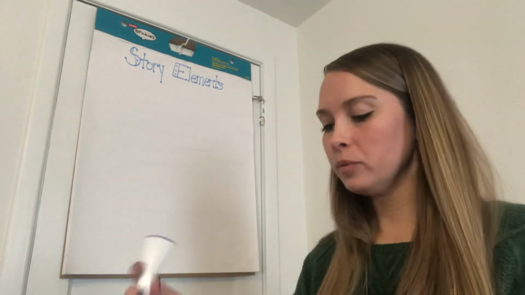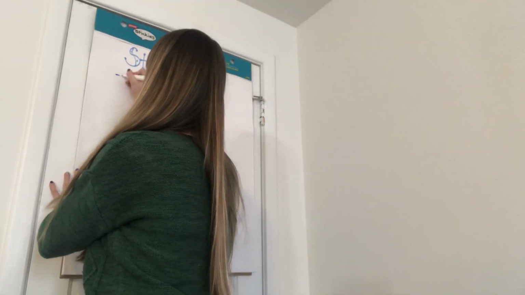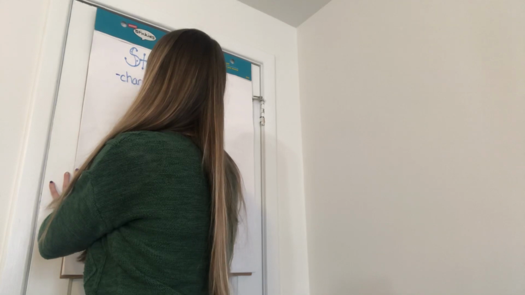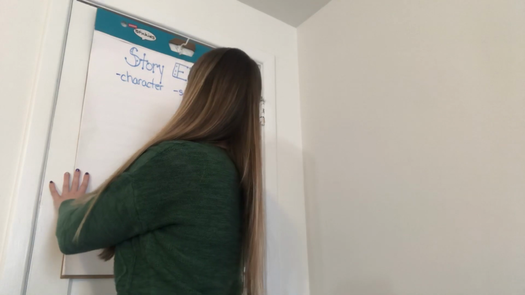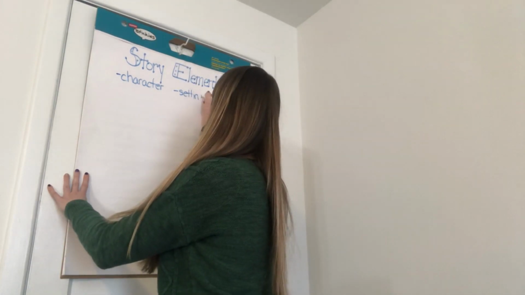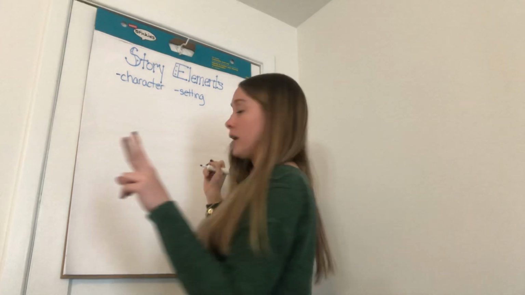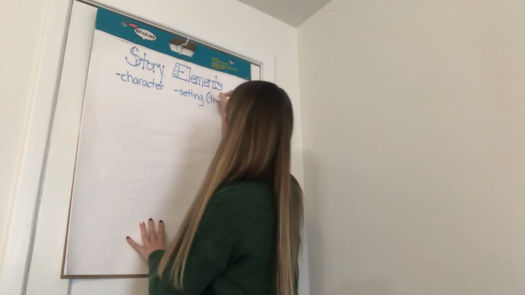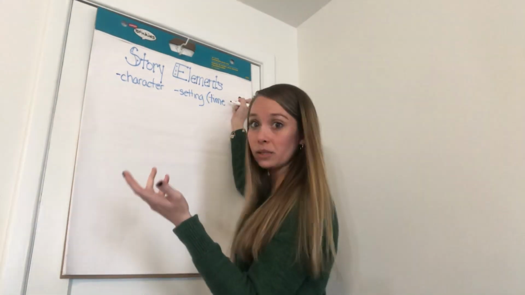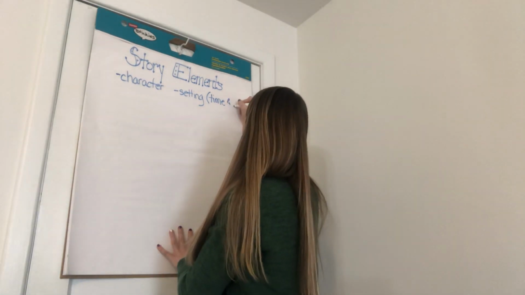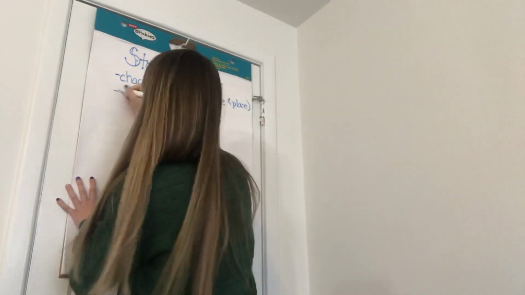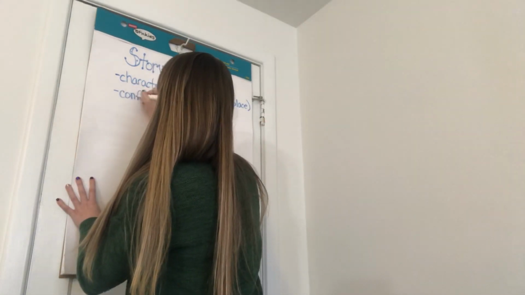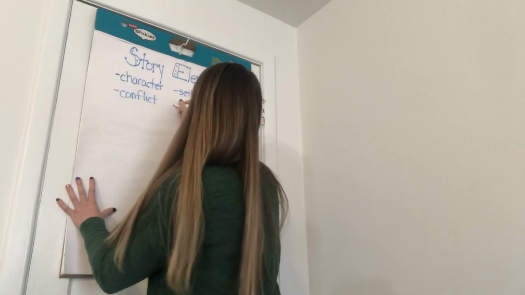All right, so if you remember, we said that story elements, I'll write them up here, are going to be character, setting, and I want us to remember that setting is 2 things. What 2 things make up setting? If you said when and where, that's right. You could also say time and place. All right, and then we know conflict and the solution.